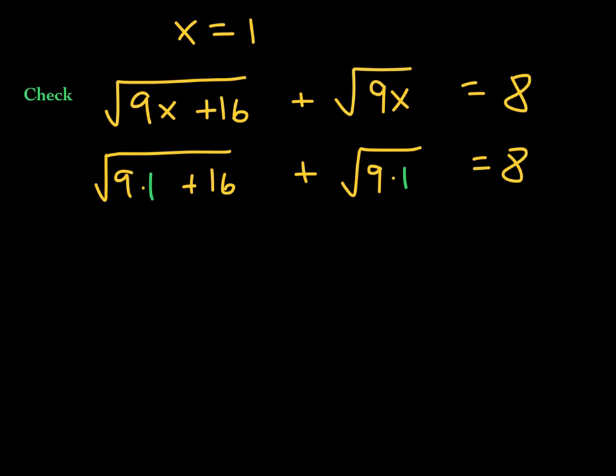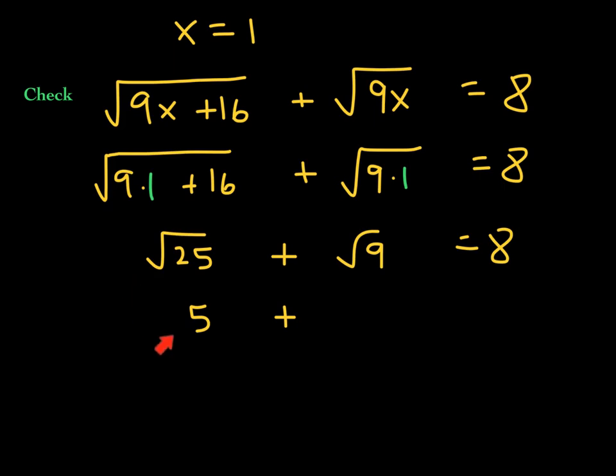And what you end up with is, of course, 9 times 1 is 9. 9 plus 16 is 25. So this ends up being the square root of 25, and this is the square root of 9. So you end up with the square root of 25 plus the square root of 9 gives you 8, supposedly. The square root of 25 is 5. The square root of 9 is 3. 5 plus 3, yeah, that's 8 indeed. This definitely works. This proposed solution is my one and final answer.